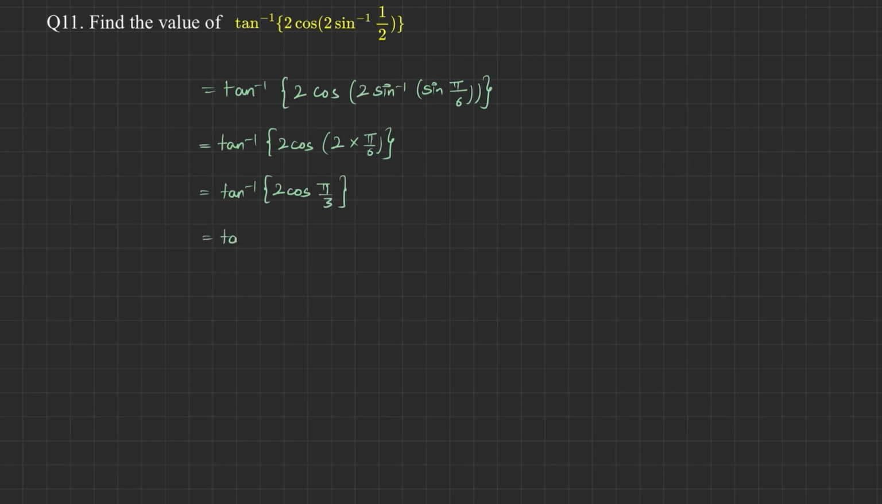So it will be equal to tan inverse of 2 cos 60, which means 1 by 2. So it will be tan inverse of 1, and 1 can be written as tan inverse of tan pi over 4. Hence my answer is pi by 4.